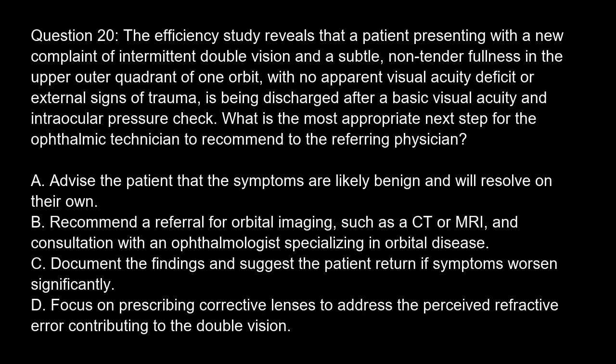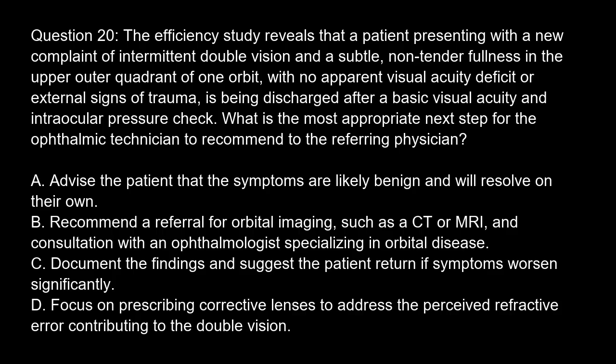Question 20. The efficiency study reveals that a patient presenting with a new complaint of intermittent double vision and a subtle, non-tender fullness in the upper outer quadrant of one orbit, with no apparent visual acuity deficit or external signs of trauma, is being discharged after a basic visual acuity and intraocular pressure check. What is the most appropriate next step for the ophthalmic technician to recommend to the referring physician?